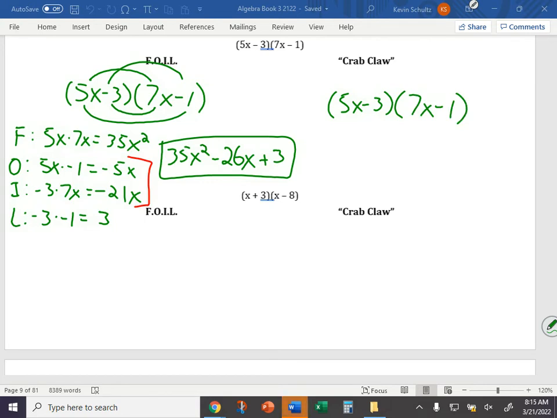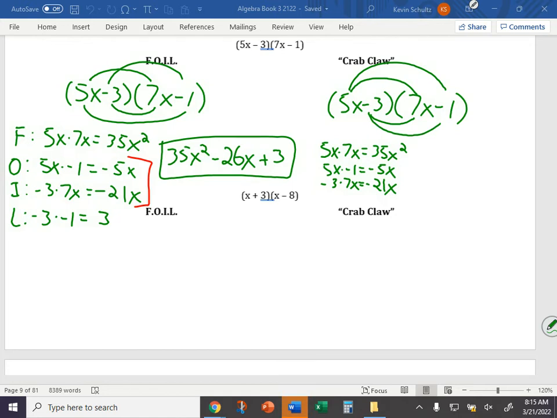Crab claw. Same thing as the last one, just different lines drawn. We're going from the 5x to the 7x. 5x times 7x is 35x squared. We then go from the 5x to the negative 1. 5x times negative 1 is negative 5x. Now that we're done with that, we go to the negative 3. Negative 3 times 7x is negative 21x. And negative 3 times negative 1 equals positive 3.